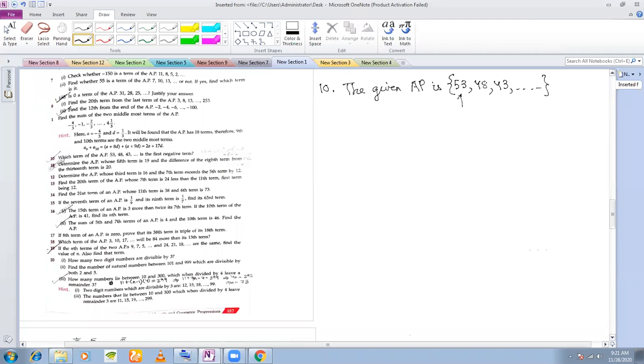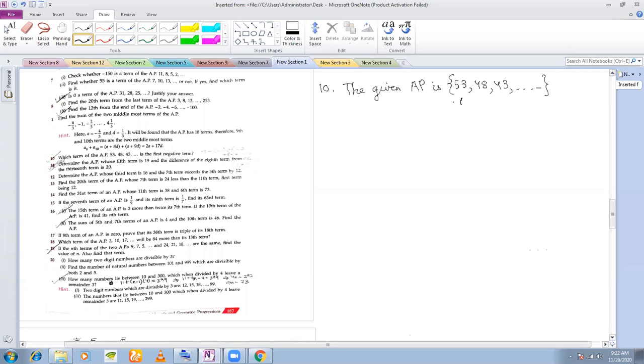See that the terms are decreasing. From 53, it is going to 48, then 43, and so on. And after this, you'll get some small positive number, say 2, and then maybe a negative number -3, and then again some other negative number. So it is going into the negative integers territory. So which one will be the first negative number? Which term? Not the first number, but which term?